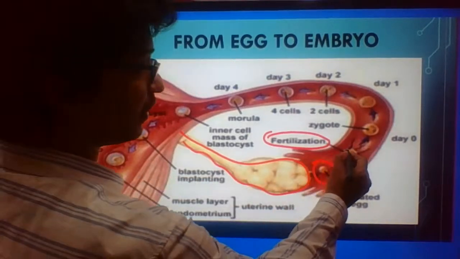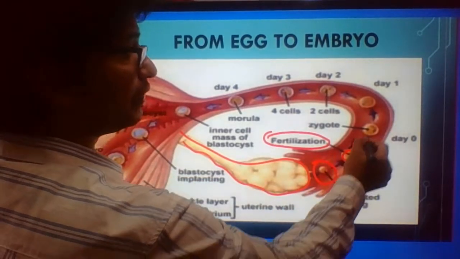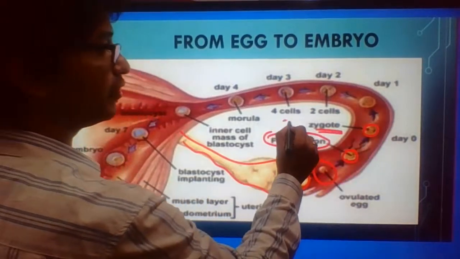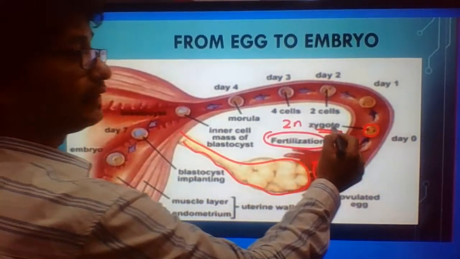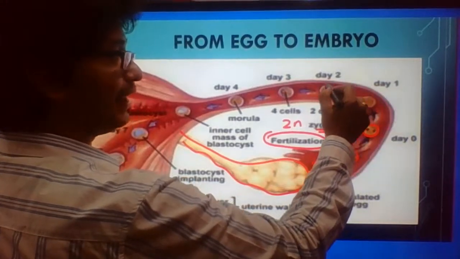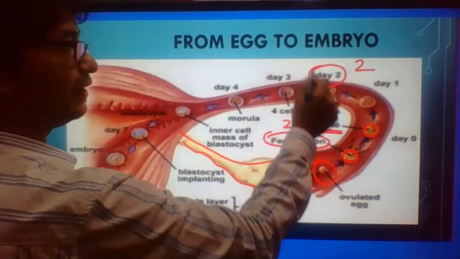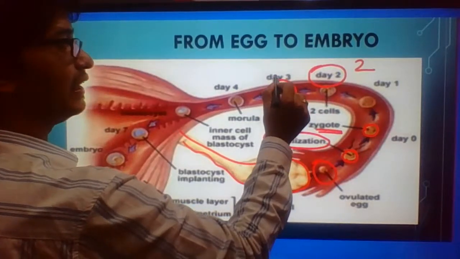So after that what will happen? This is day 0. The day 1, right? Now the zygote has been formed. So zygote would be diploid, 2N. So then what happens? Day 1, then the day 2. Day 2 what will happen? This forms 2 cells actually. Then what happens, this formed actually the 4 cells. Day 3 the 4 cells.